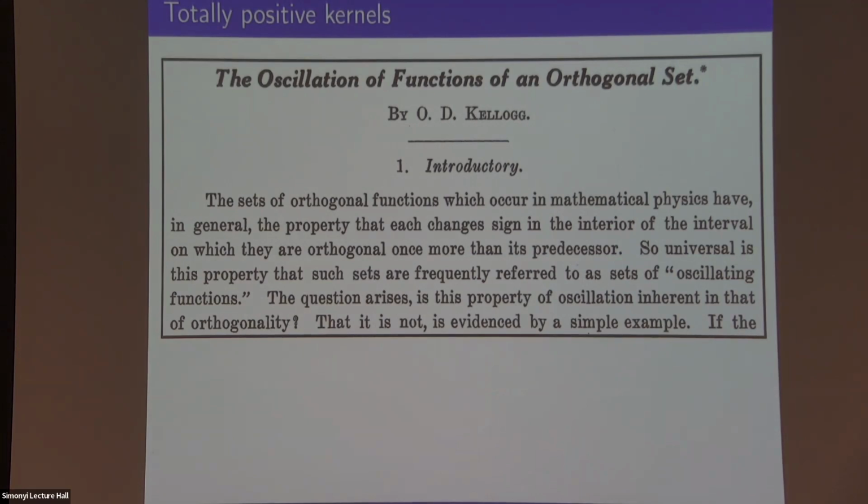Okay, so the theory of total positivity was developed concurrently by two groups, and the first came through work of Kellogg starting in the 1910s. Kellogg was interested in orthogonal polynomials, and this is from the introduction to his first paper on the subject. He observes that orthogonal polynomials often have the property that each one changes sign in the interior of orthogonality once more than its predecessor. He says this is so universal that these systems are often called oscillating functions. And he asks, does this oscillation property follow from orthogonality?